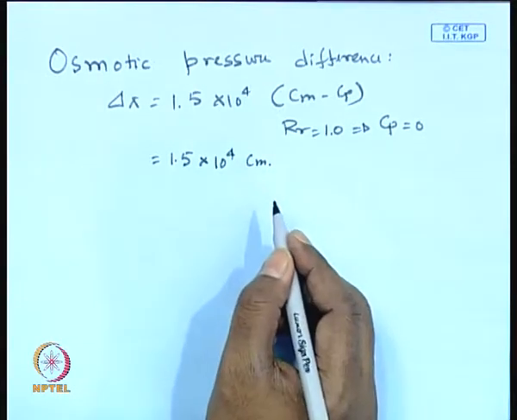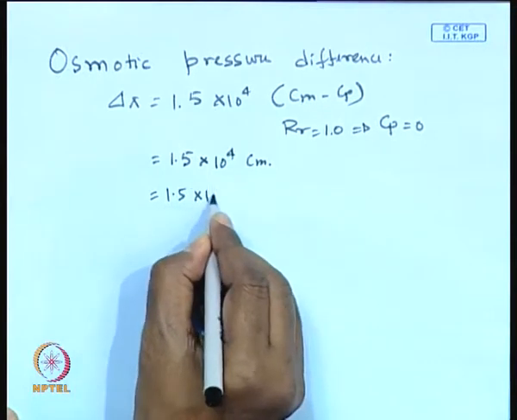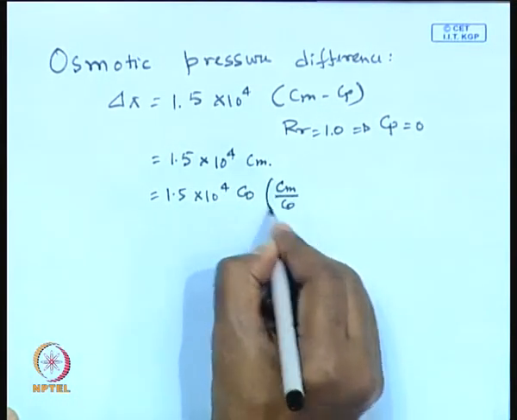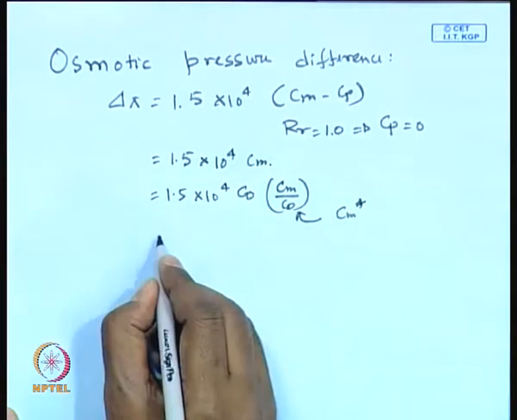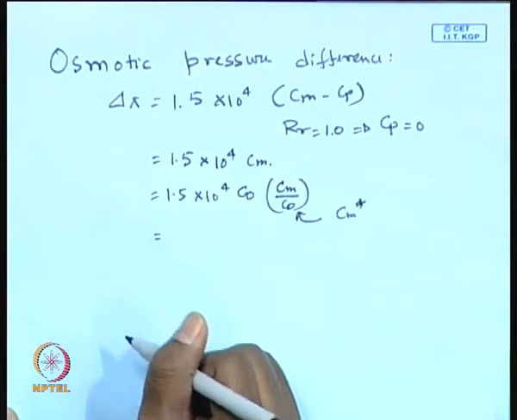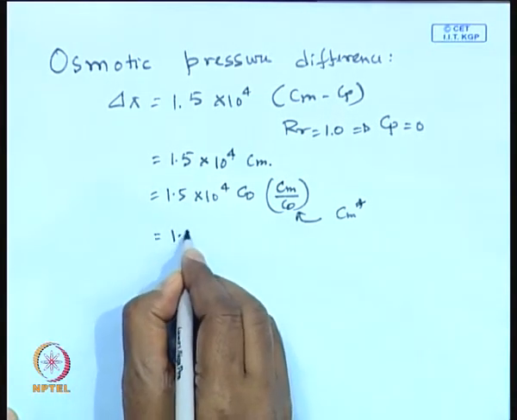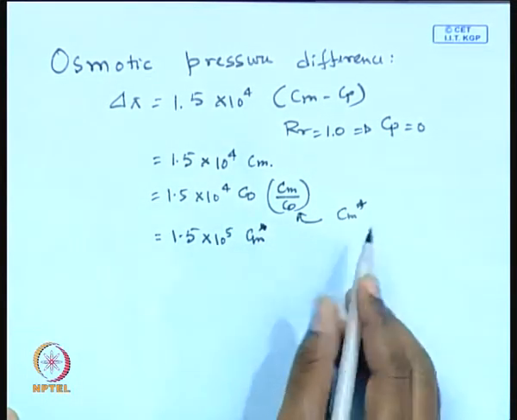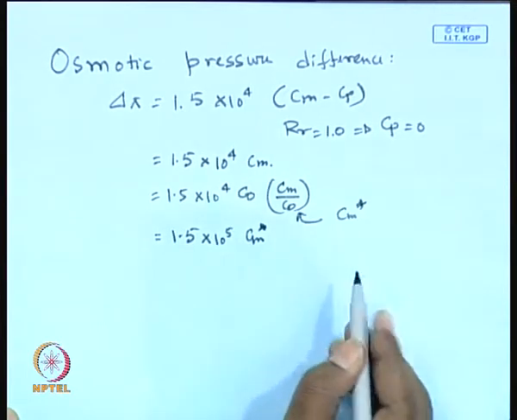You can make it non-dimensional, that means you multiply and divide by C naught. So this will be cm by C naught, which is nothing but cm star. If you put the value of C naught, which I think is 10 kg per meter cube, delta pi will be 1.5 into 10 to the power 5 cm star, where cm star is nothing but the non-dimensional concentration on the membrane surface.